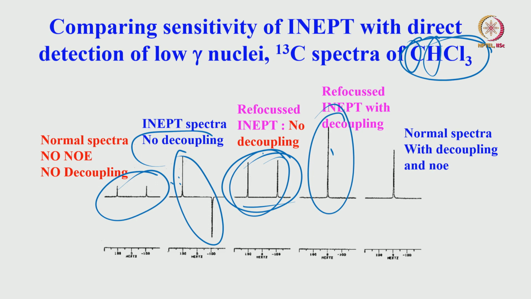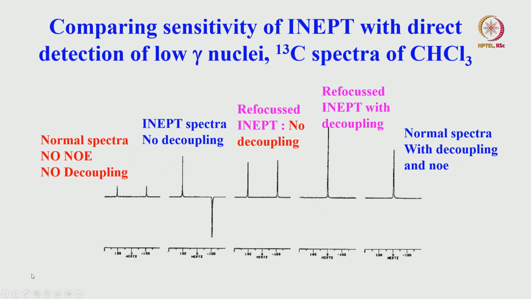And this is a normal spectrum with decoupling and NOE. Here, without decoupling, without NOE. Here, with decoupling and NOE. Look at it. Different types of experiments have been done here to make a comparison. Look, where do you see the better signal? We want to identify a decoupled spectrum of different carbons attached to different protons. At the same time, there must be a gain in the signal intensity. Obviously, you will see the refocused INEPT with decoupling gives you a better spectrum. The intensity is positive and much better compared to conventional experiments.